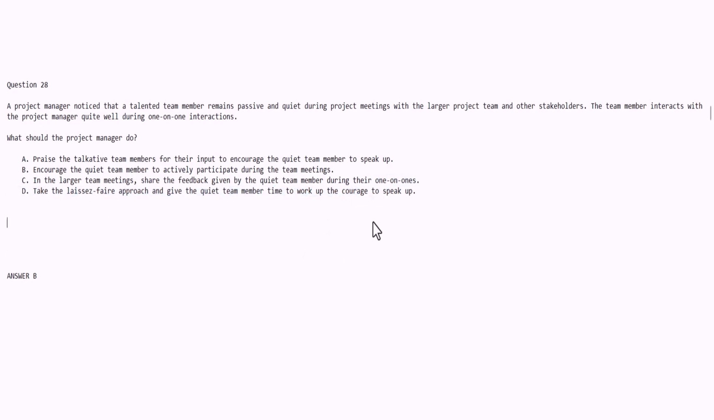What the PMP is really looking for is, are you as a project manager taking the steps necessary to motivate your team members? Now, if you notice here in option B, it's encouraging that team member to participate. You're not necessarily forcing it upon them, but motivating your team members to do just that. So hopefully you got that answer correct, and we look forward to seeing you in the next question.